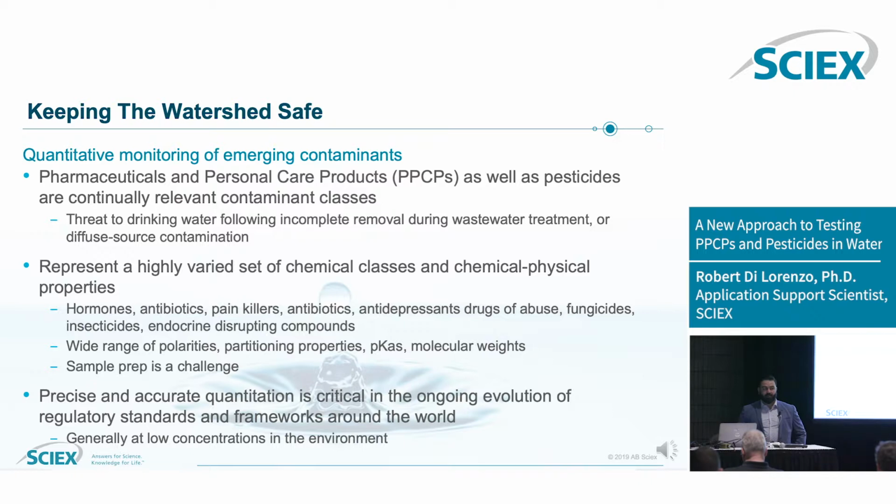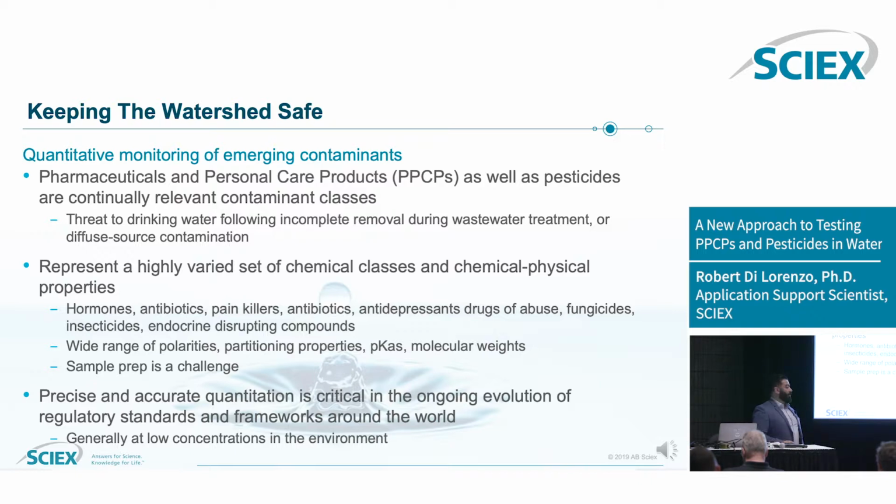You can have contamination not only from point sources and runoff, but from the incomplete treatment of wastewater. So it's really important to monitor a full suite of these compounds. And they represent a really complex set of chemistries and chemical physical properties. Each pharmaceutical, each pesticide has a given structure and a given chemical property for a given platform. That makes it difficult to analyze together, especially if you're trying to incorporate sample prep. You have a range of polarities, partitioning properties, acidities, basicities, pKa's, molecular weights. It's a whole big whack of compounds.